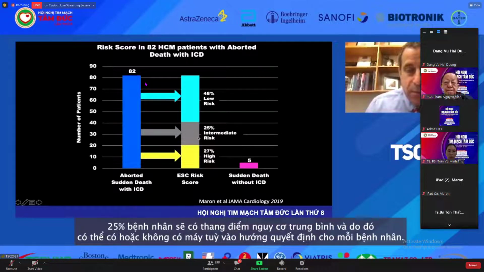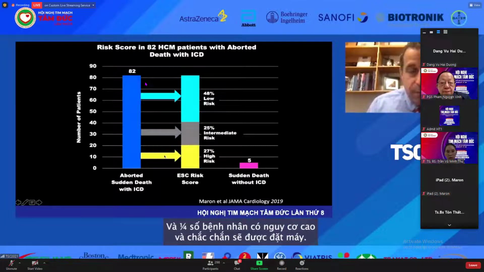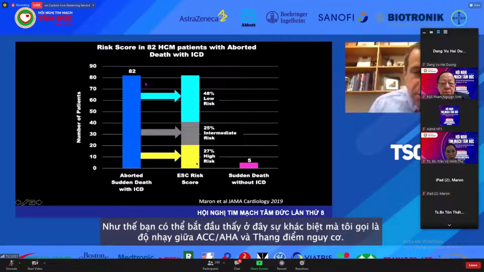25% would have had intermediate risk scores, and therefore may or may not have had a device, depending on which direction that decision-making led that individual patient. And a quarter of patients in fact, had scores that were high risk and would have likely had devices placed for that reason. So you can start to see here, based on this, the difference in what I'm calling sensitivity between ACC-AHA and the risk score.